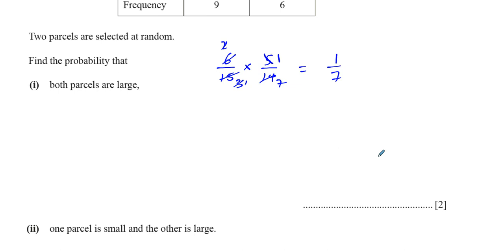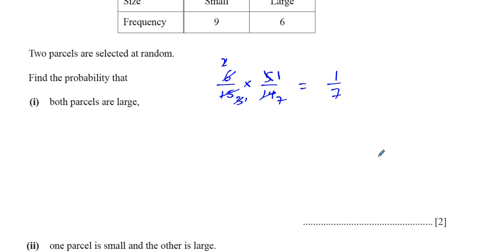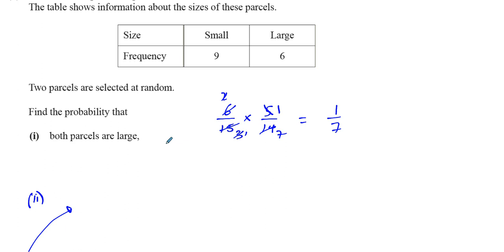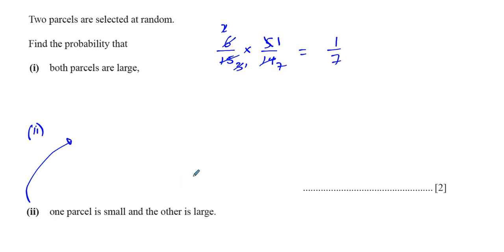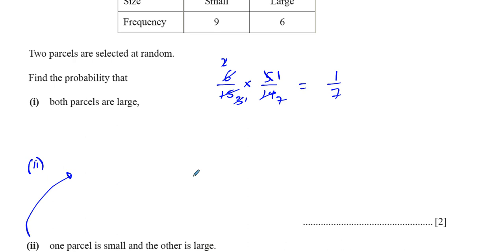Says one parcel is small and the other is large. Now I'm going to answer part 2 up here, just so that we can see the table in front of us. Well, that's not what you do on the real exam paper. Of course, you do it in the space below. We're going to find the probability that one is small and the other is large. Okay, so one of them is small and the other one is large.